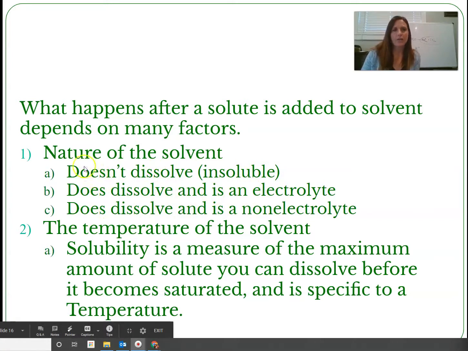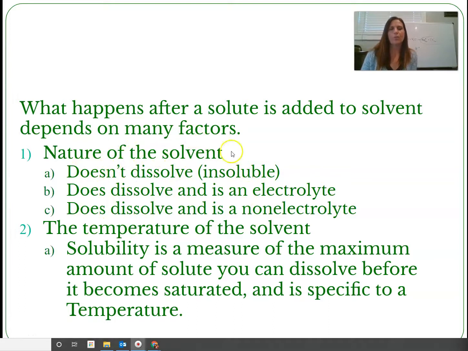We have talked now about the nature of the solvent. So when we add a solute to a solvent, it either doesn't dissolve, is insoluble, dissolves and forms electrolytes, or it can dissolve and form a non-electrolyte. That would be something that does not conduct electricity, like sugar is a non-electrolyte. So it can dissolve, but it doesn't form these little positive and negative ions. The material that dissolves just remains neutral.